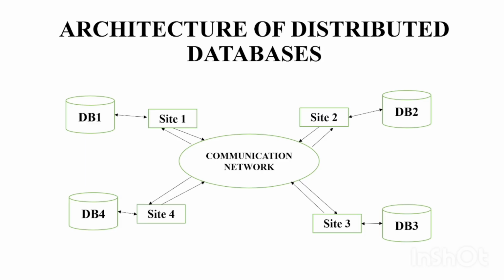And this is the architecture of a distributed database. Site 1 uses DB1, site 2 uses DB2, site 3 uses DB3, and site 4 uses DB4. These all communicate through the middleware, which is the communication network.